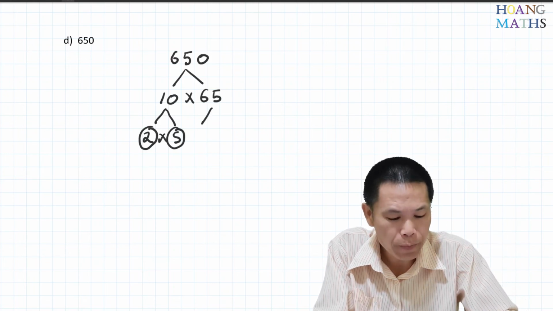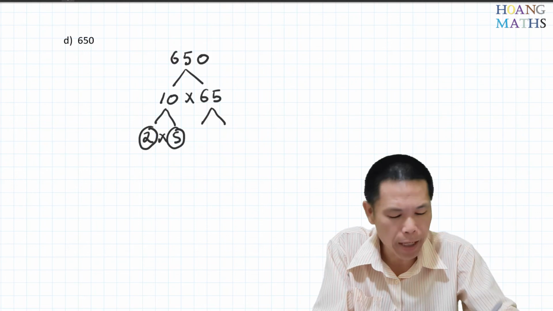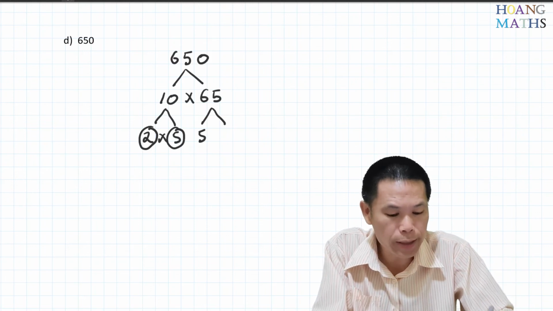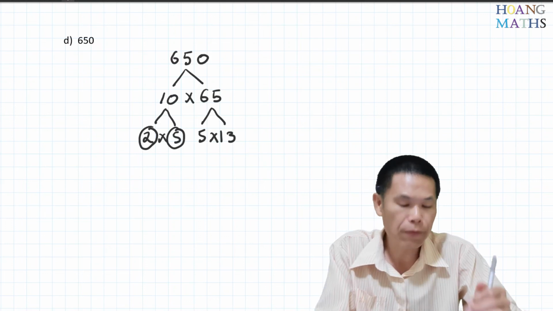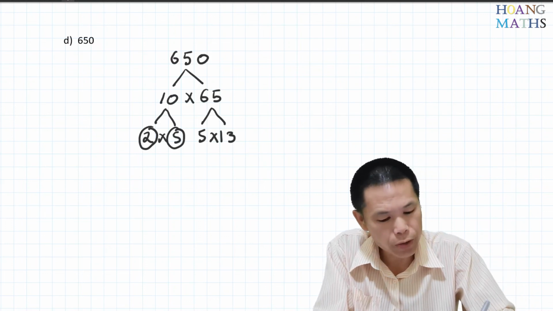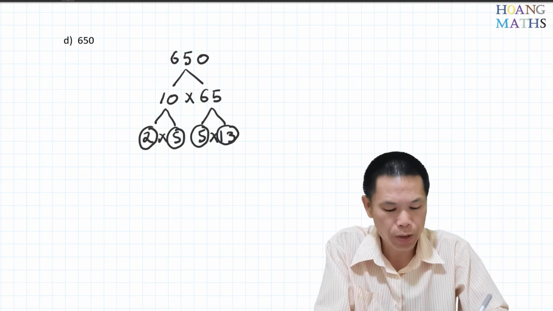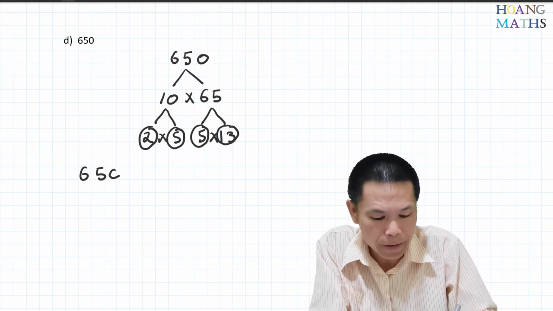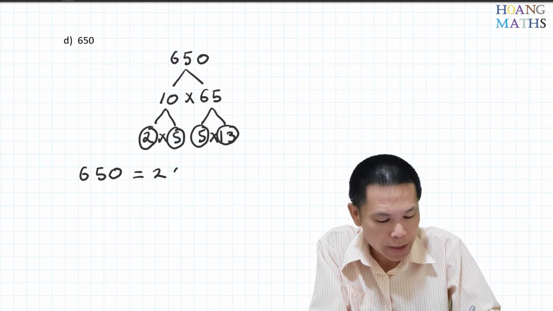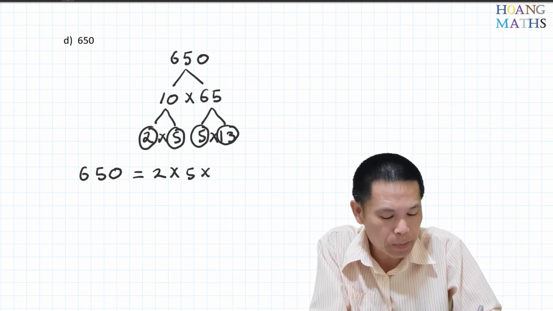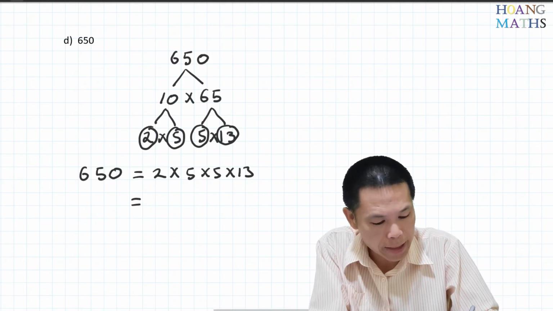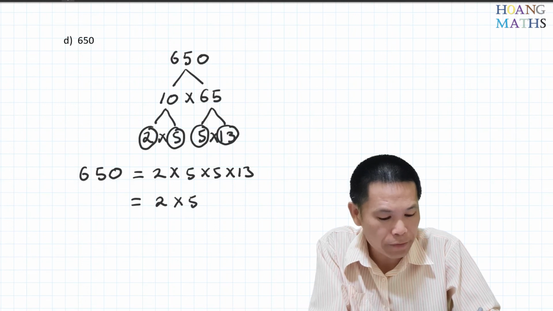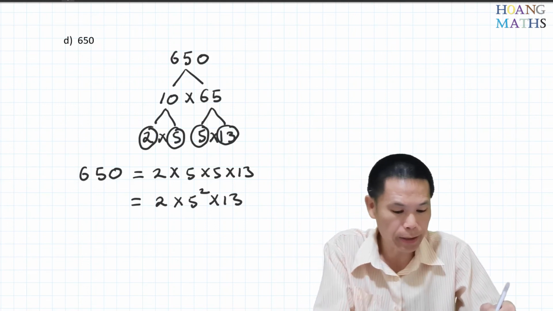And 65 is 5 times a number. So we go 5. 5 go to 6 is 1. Remember 1. And 5 go to 15 is 3 times. So therefore 65 is 5 times 13. So 5 is a prime, 13 is a prime. So therefore 650 is equal to 2 times 5 times 5 times 13. So this can be written as 2 times 5 squared times 13.